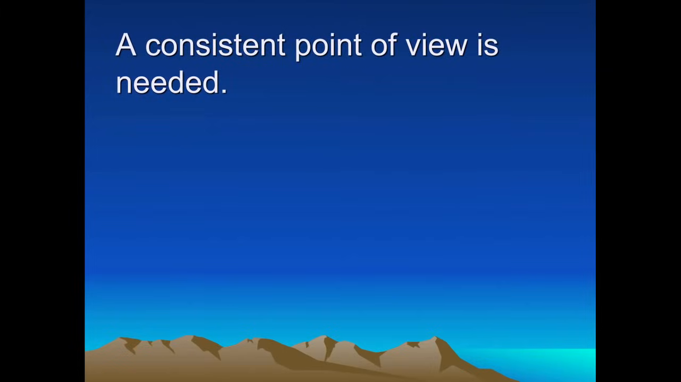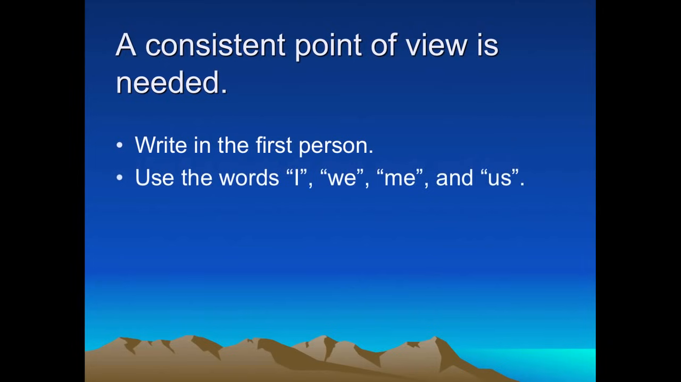Along with the introduction, you need to have a point of view that's consistent. You have to pick a point of view and continue to write in that for the entire essay. And since it's a personal narrative, what you should be doing is writing in the first person. And as you write in the first person, you're going to be using words and pronouns like I, we, me, and us. And make sure when you do that, you choose the first person and you stick with that through the entire essay.